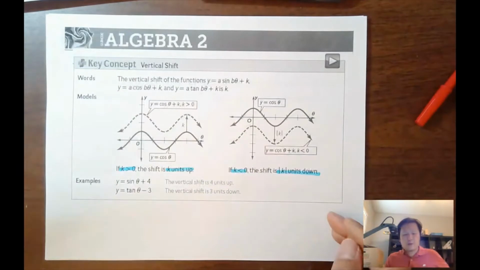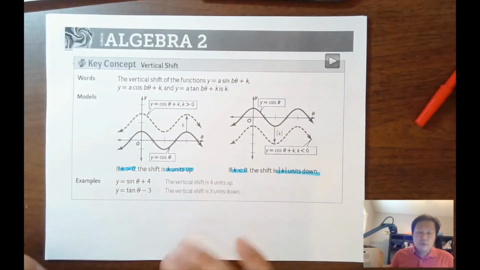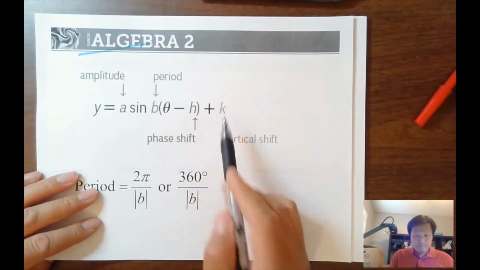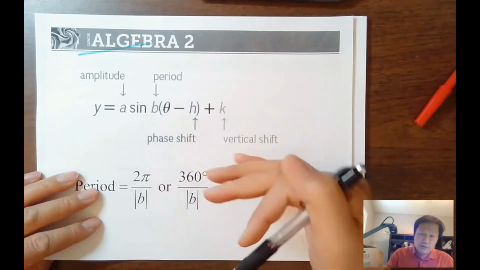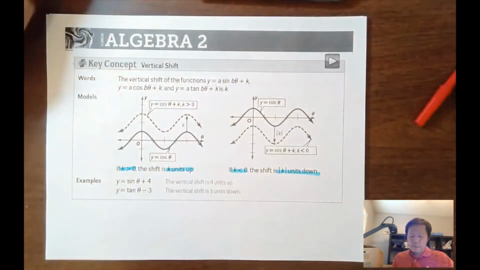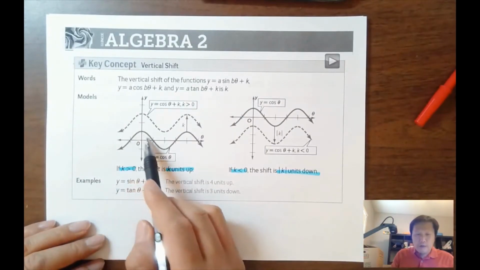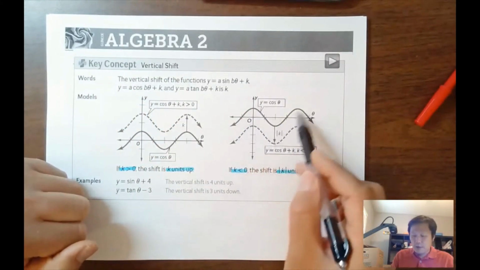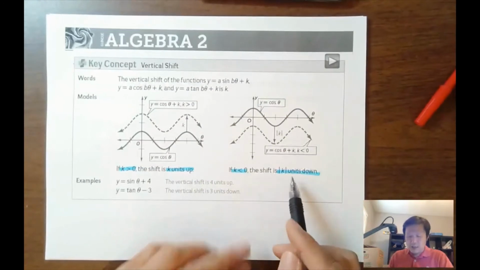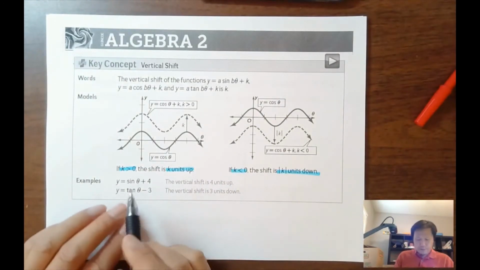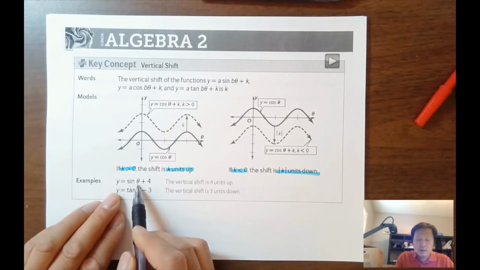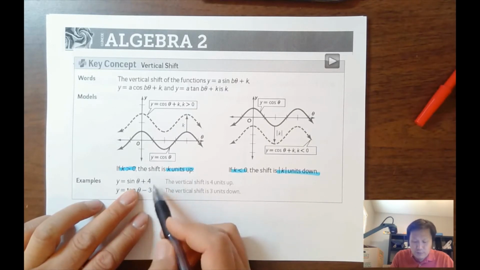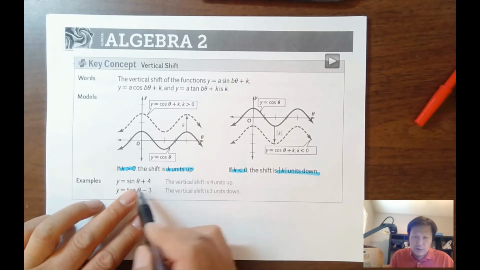Another concept you need to learn is vertical shift. Vertical shift is related to plus k outside of the parenthesis. So it's either moving up or down. If k is positive, the original graph moves up by k. The original graph moves down by k if k is a negative value. So if you have y = sine theta plus 4, do you see there's no parenthesis here? Plus 4 is outside, meaning plus 4 is a vertical shift up 4.